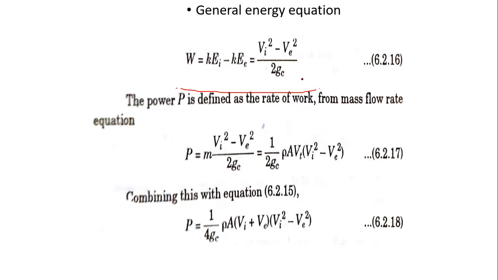So W is equal to initial kinetic energy minus exit kinetic energy, Vi square minus Ve square by 2gc. This is the general energy equation for a steady flow work W and kinetic energy. Here the power is defined. Power, as we know, is defined as the rate of work.